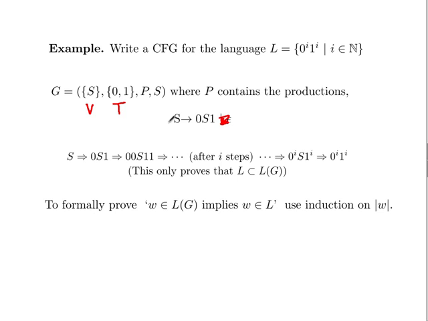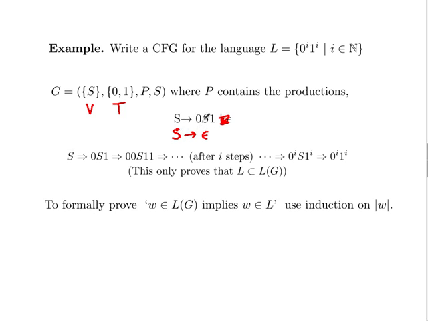So if I explicitly write this down, this means I have S going to 0S1, and S going to epsilon. So there are two production rules here. Now it is quite easy to see that with these production rules it generates 0^i 1^i. Why? Because from S I need to use one of the production rules. If I use just this epsilon, then it ends.